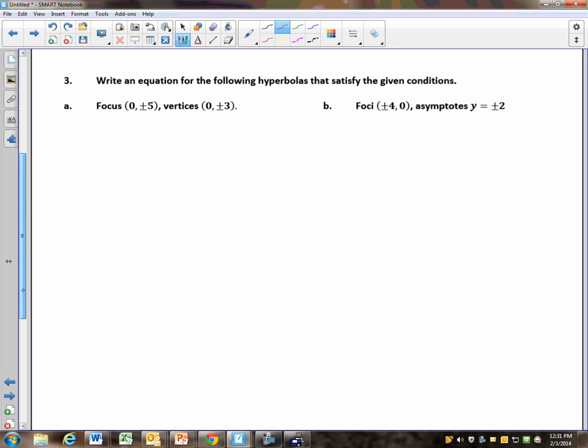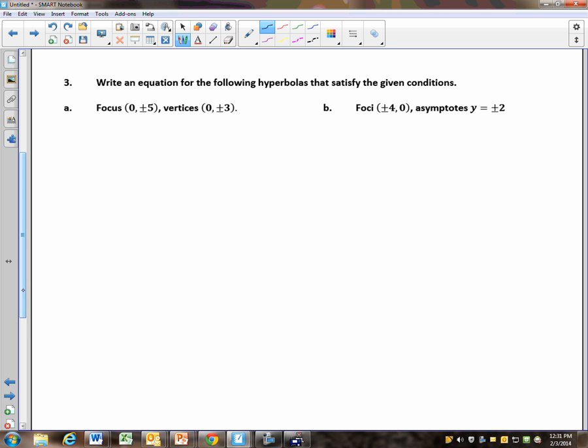So we're going to do problem 3, 3a and 3b. Little typo here. It should be an x, 2x. It says write an equation for the hyperbola. And if you need to write an equation, we need to identify: is this going to be x squared over a squared minus y squared over b squared equals 1? Or is it going to be y squared over a squared minus x squared over b squared equals 1? Why?